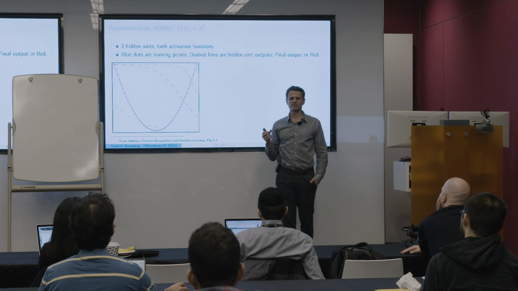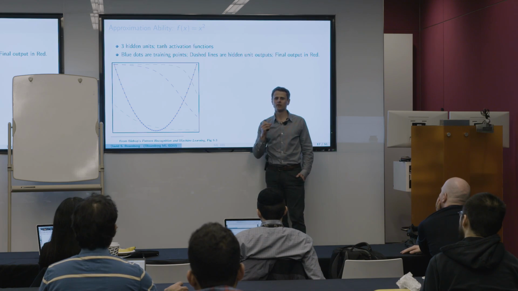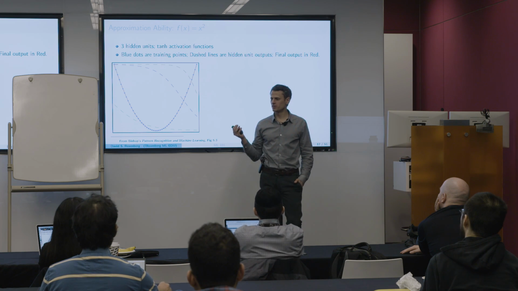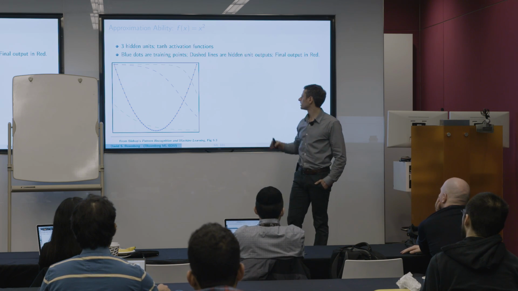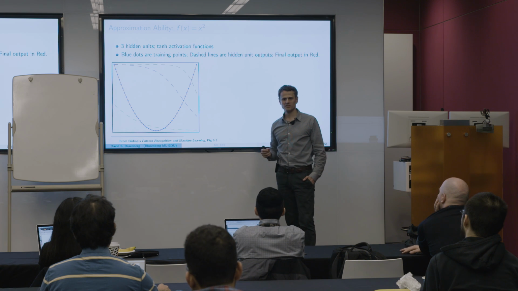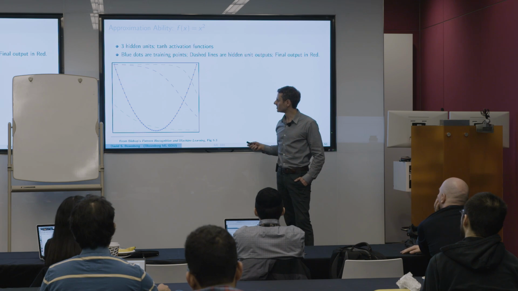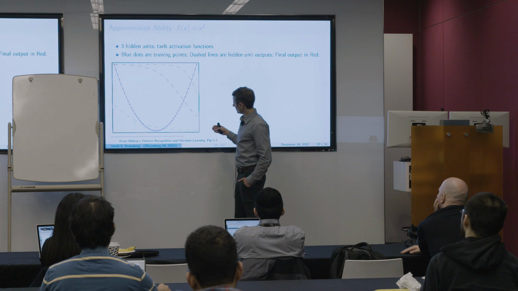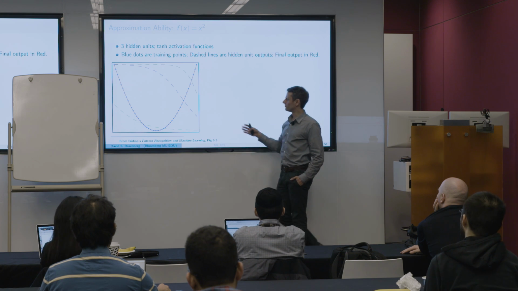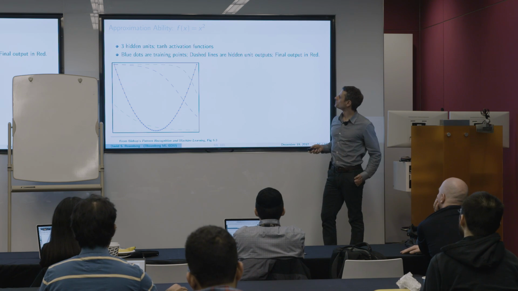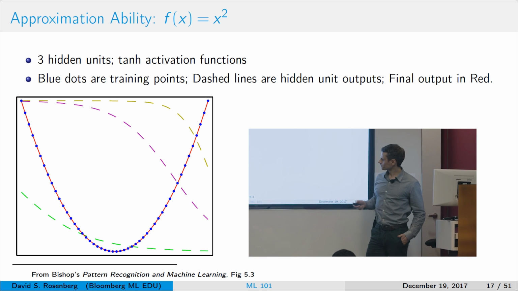Because the basis functions, the tangent, are bounded between -1 and 1. So we're only, at the end of the day, taking linear affine combinations of these bounded functions. So it can't go off to infinity like x squared does. So I thought that was a little bit sneaky, the way it looks perfect in this picture. Anyway, okay.